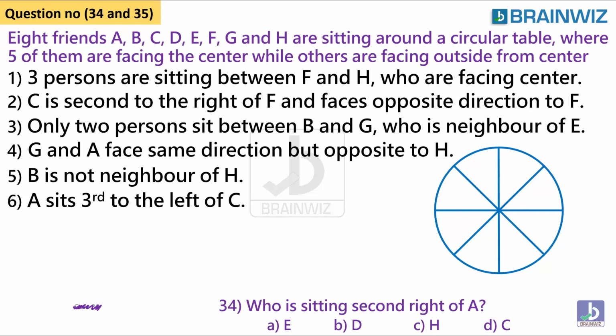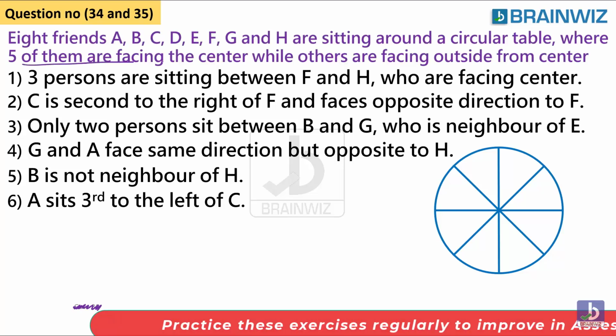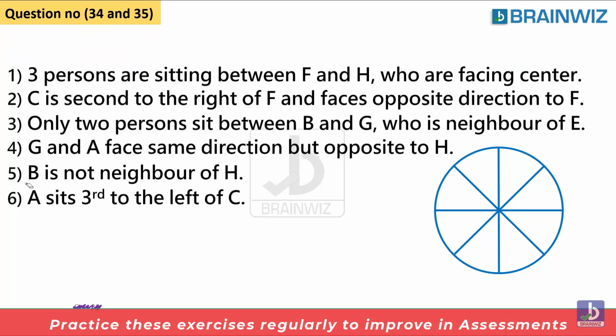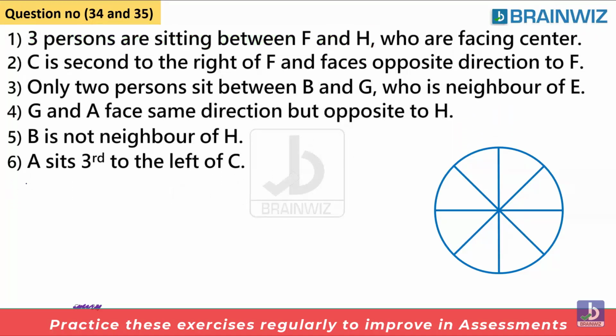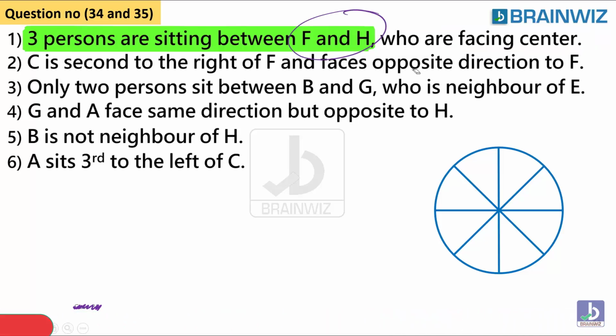Okay, let's go. I am removing this question and this heading. In this heading, it has been told 5 people are facing the center, other people are outside. Now on the screen, what did it say here? 3 persons are between F and H who are facing center. Who are facing center means both of them are facing center. And how many people are there between them, guys?